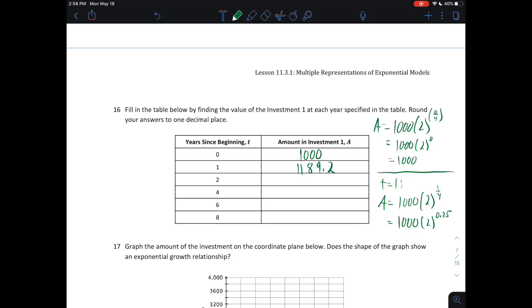Now for t equal to 2, I'm going to go off to the left where I've got some more room. t equal to 2. This will be A is equal to 1,000 times 2 raised to the 2 over 4. But 2 divided by 4 is just 0.5. So that's the same thing now as 1,000 times 2 raised to the power 0.5. 1,000 times parentheses 2, close the parentheses, raised to the power 0.5, and you get 1414.2.